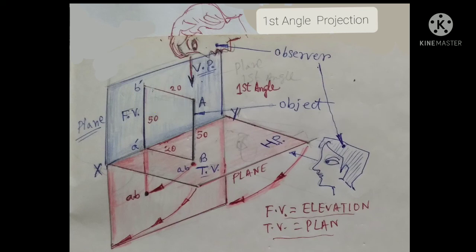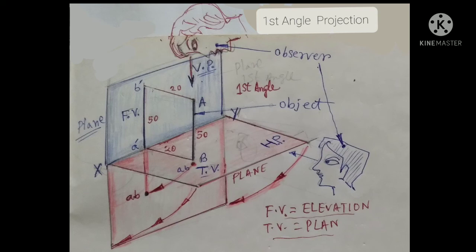Here we can see another thing, that the length of the line and the shadow, that means the front view, are equal, that means 50 millimeter. That is possible if we consider that the ray of the light is perpendicular to the object. This ray of the light is called the projector.